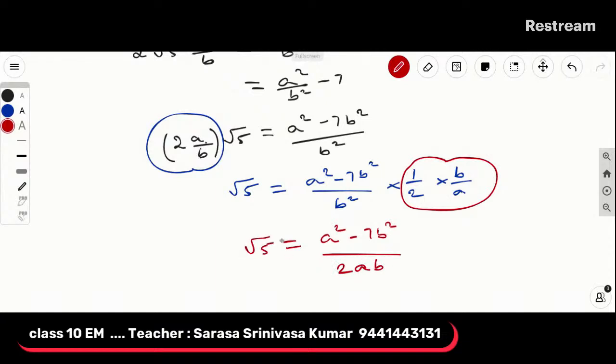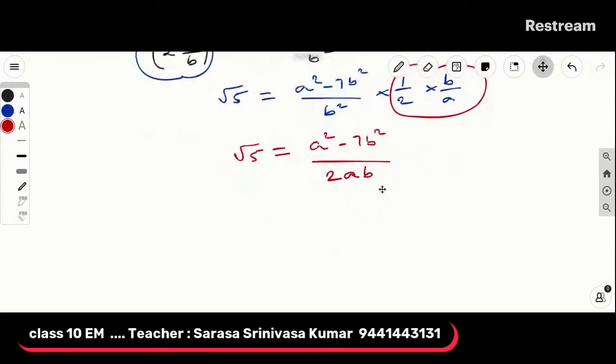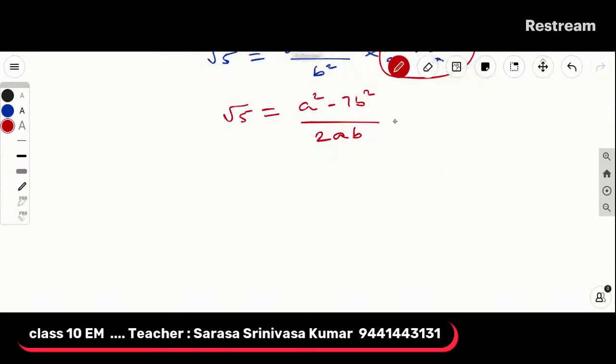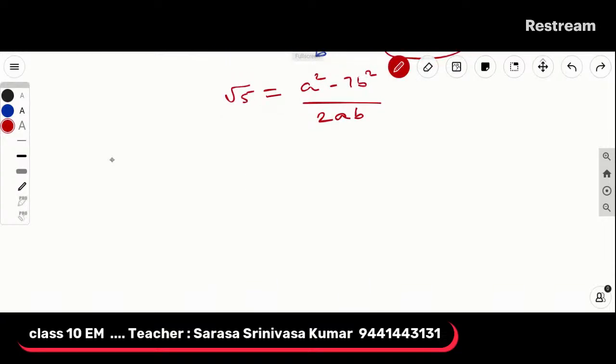Square root of 5 equals this. Now we continue our mathematical argument to prove that the right hand side term is a rational number, and we have already proved that square root of 5 is an irrational number. Hence we get a contradiction. Since we get a contradiction to the fact that square root of 5 is irrational, our assumption is wrong. So let us start our mathematical argumentation to prove that the right hand side term is a rational number.